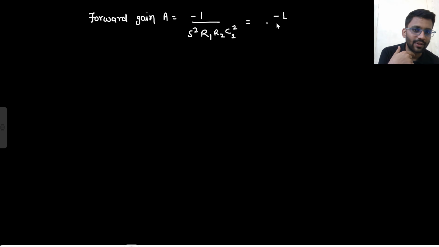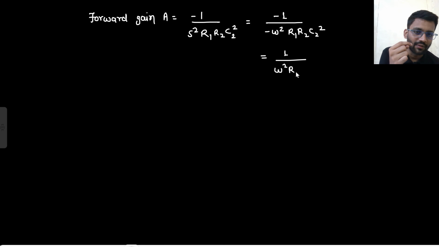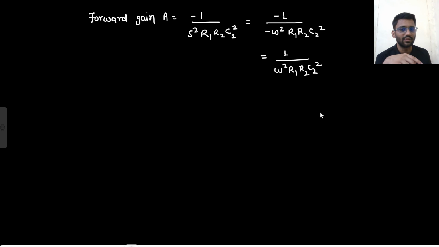Why is it so? Because s square will be minus omega square, right? So how much phase shift is it providing you? 1 by omega square R1 R2 C2 square. This is 0 degree phase shift only, because R1, R2, C2 and omega all values will be positive only. So this is 0 degree phase shift. Are you getting this point? Forward gain A is minus 1 by s square R1 R2 C2 whole square. But it feels like there is a negative sign, so it is providing me 180 degree phase shift. Now, if we replace s square, that is minus omega square, this minus and minus sign is getting cancelled. So this is your forward gain.